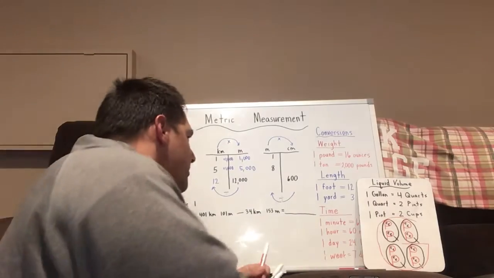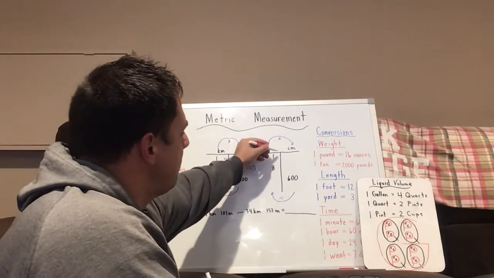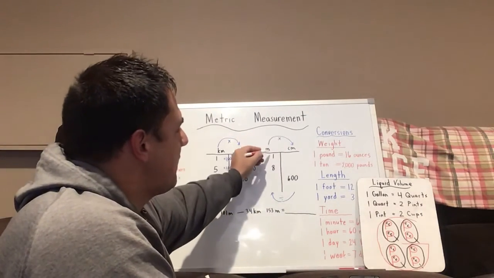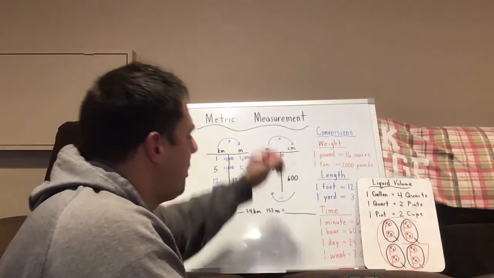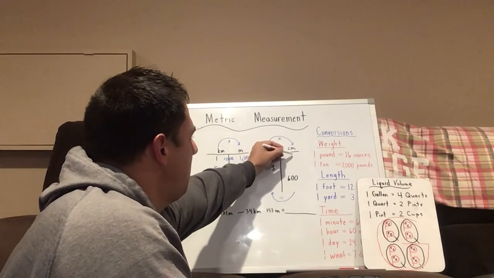So in my first example, I'm given 1 meter, so I know I have to multiply because I'm going from a bigger unit to a smaller, and I know it would be times 100. Well, 1 times 100 would be 100.